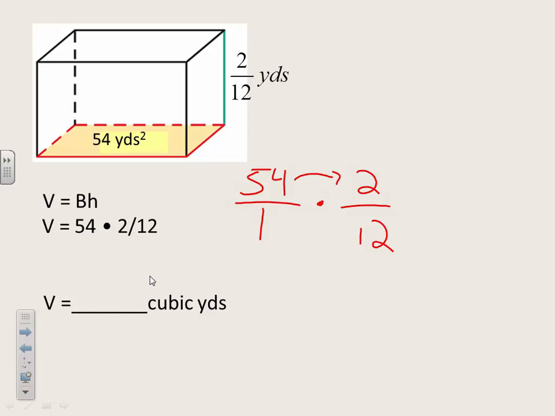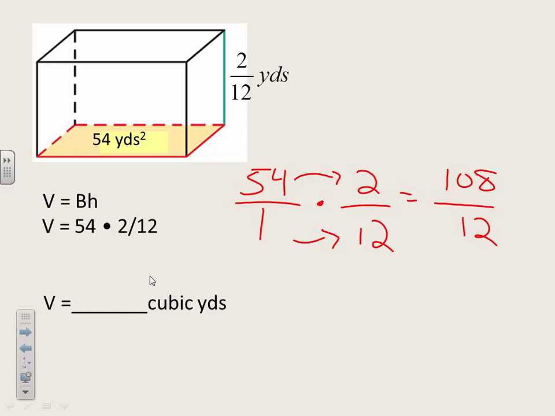54 times 2 is 108. 1 times 12 is obviously 12. That is not in simplest form because our numerator is larger than our denominator. So we have to simplify this.